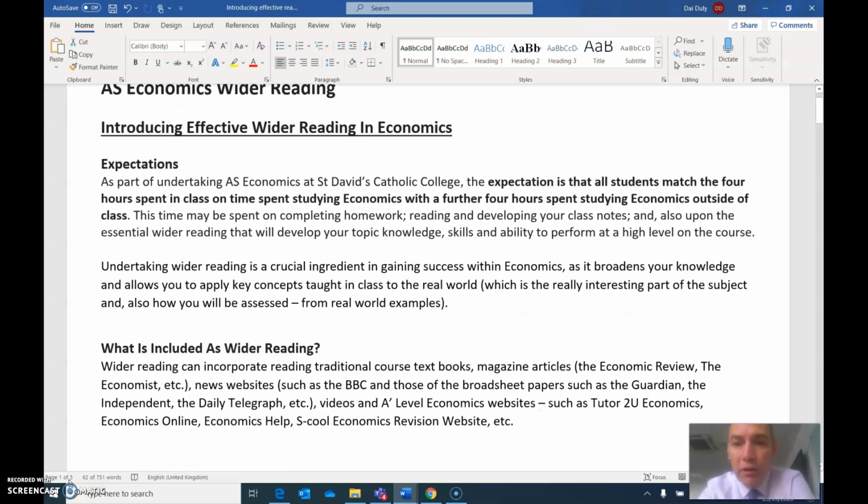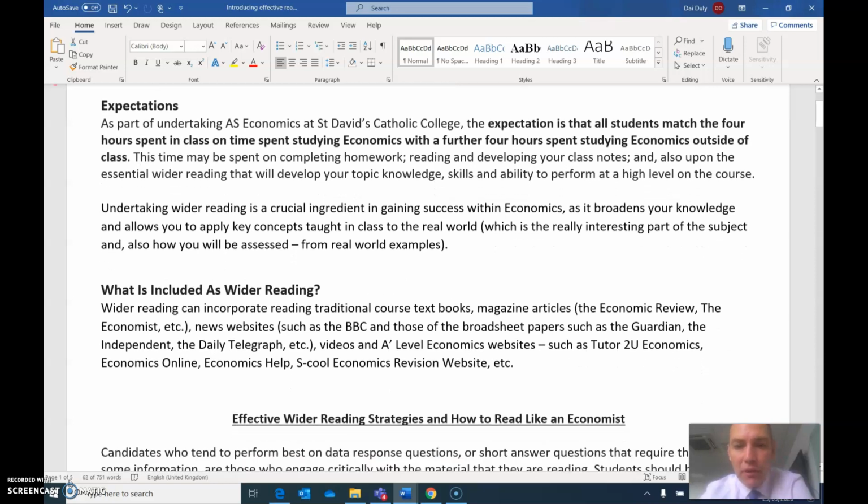Now, in terms of that 4 hours, sometimes that might be time spent on completing homework. It might be on looking at different resources, reading and developing your class notes. For some people already they're doing topic summaries, and also, in addition, that essential wider reading that is going to broaden your knowledge, give you depth, develop topic knowledge, and give you skills and the ability to perform at a high level on the course.